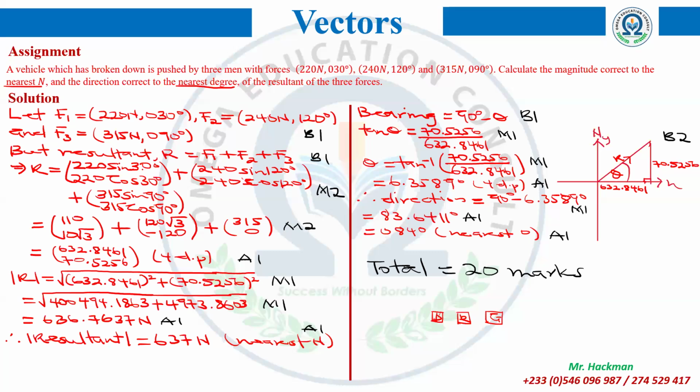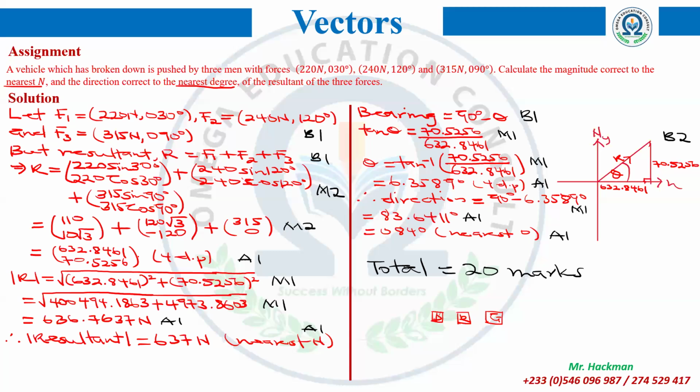You use your calculator to do this. That will give us what we have here for F1 in column form, F2 in column form, F3 in column form. Take note. At this point, you are adding these three forces in column form. So you add corresponding components, which will give us the x component to be what we have here, approximately 4 dp. Then the y component will give us what we have here, 4 dp. You can see that I approximated, therefore I have indicated my approximation.